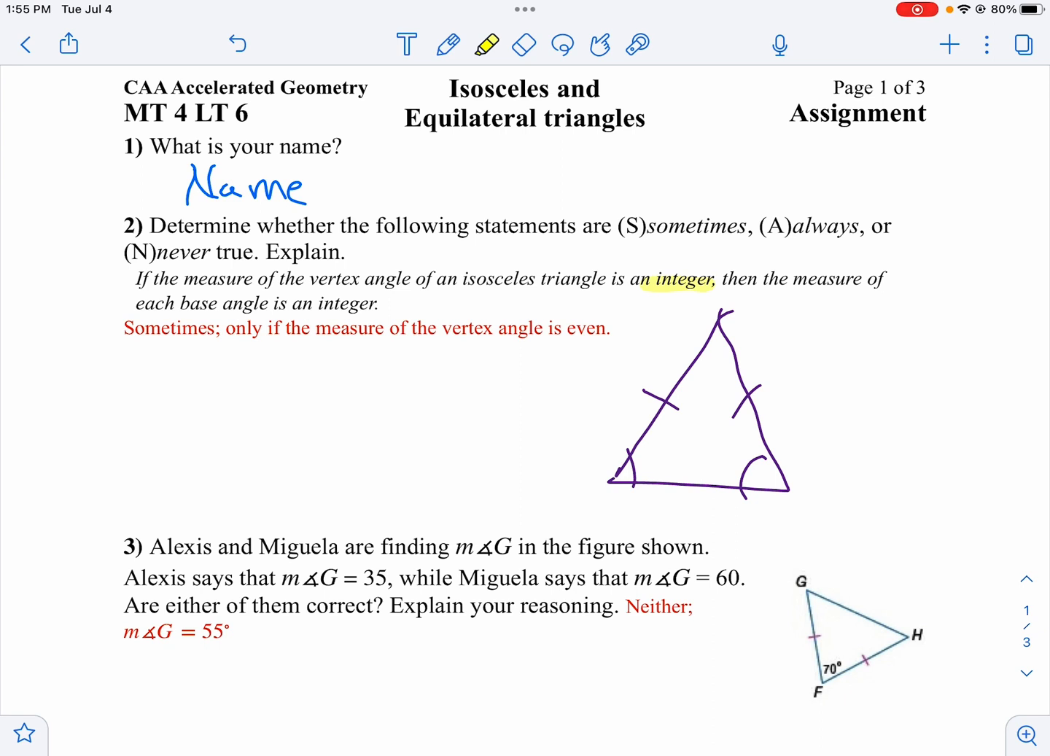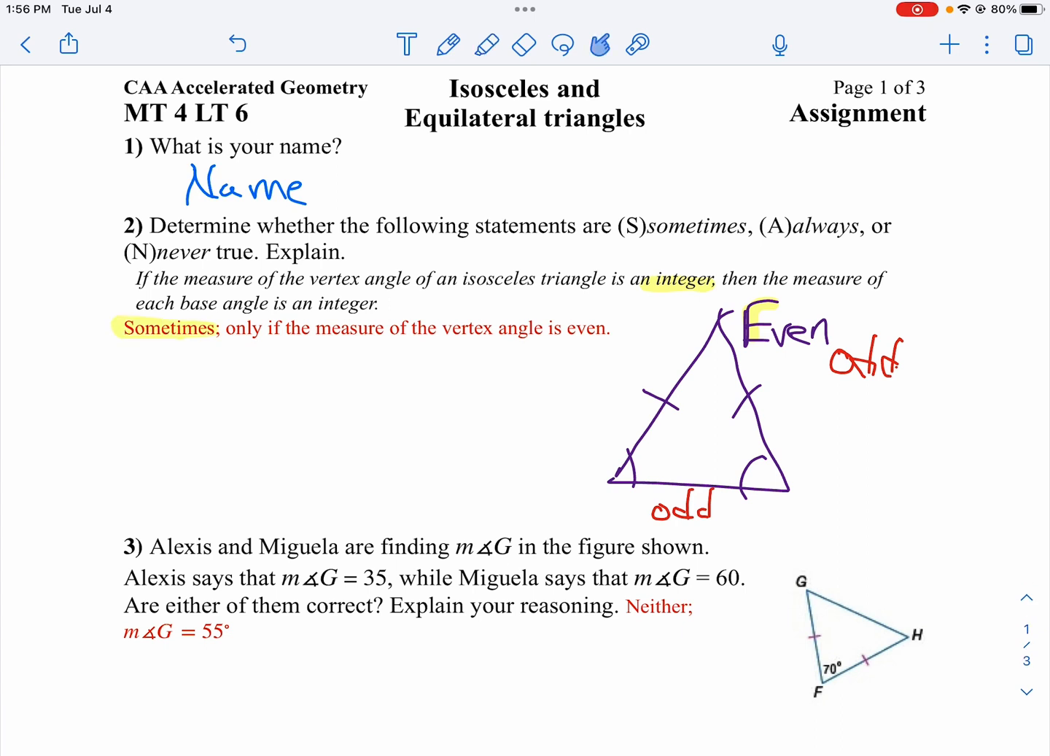Well, that would be true if my vertex angle was even, because that would make the sum of my base angles even. If the sum of the base angles is even, then each angle would be an integer, because you divide by 2, you always get another whole number if it's even. However, it would not be true if it's odd. Because if I take 180, which is even, minus an odd number, my sum would be odd. If I divide an odd by 2, I'd get a decimal. So that's only sometimes true.